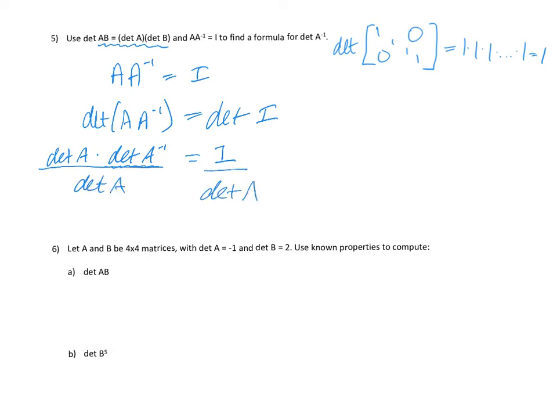And I know that I can because if I know that A has an inverse, I know that A is invertible, which means that its determinant is not 0. So this is only possible because A is invertible. So my determinants of A cancel, and I get the determinant of A inverse is 1 over the determinant of A.